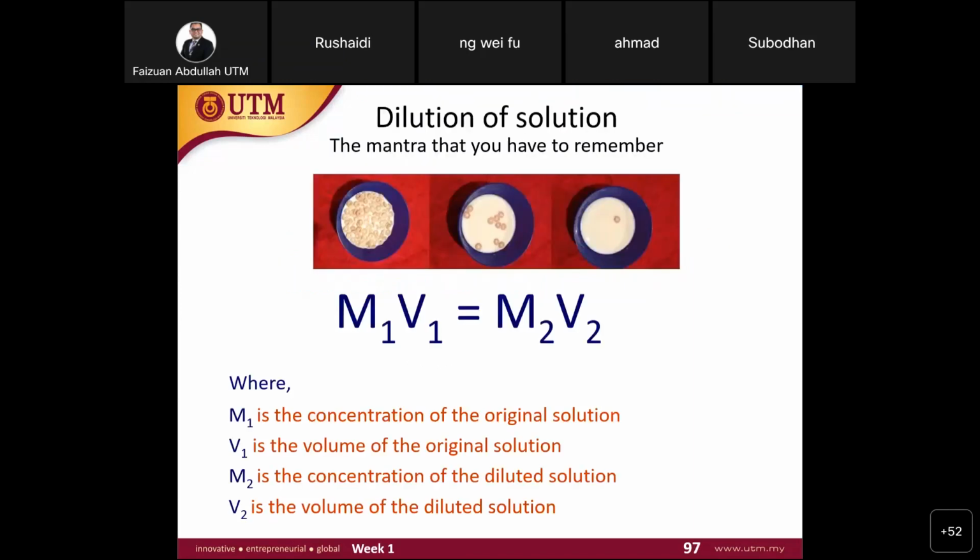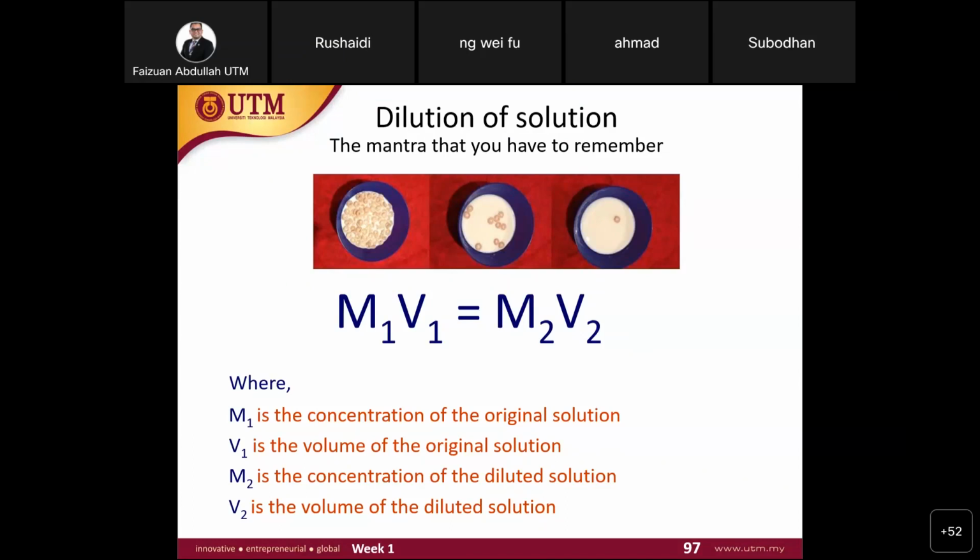Now it comes to the dilution of the solution. The mantra that you need to always remember in dilution is M1V1 = M2V2. So what is M1, what is V1, what is M2, and what is V2? M1 is the concentration of the original solution, and V1 is the volume of the original solution. M2 is the concentration of the diluted solution, and V2 is the volume of the diluted solution.